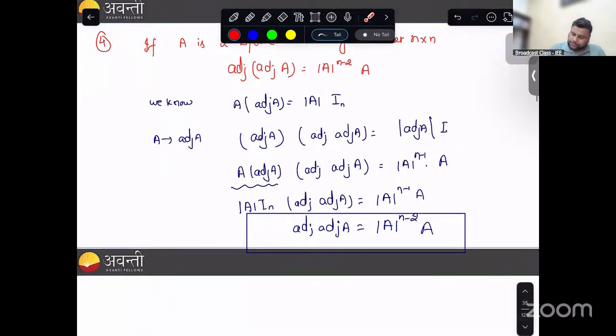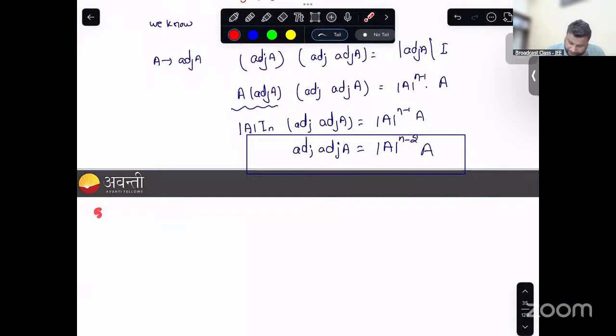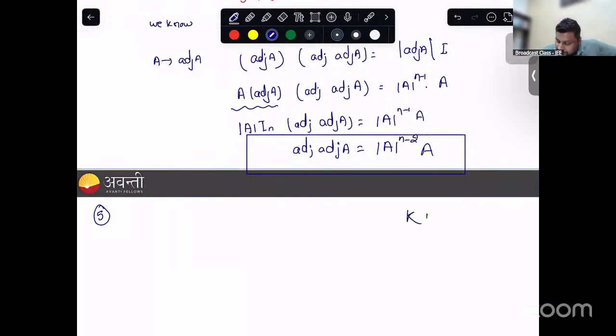Now, property 5. If you remember in the last class, we talked about what happens if I multiply a matrix by a scalar k and take its determinant. K gets multiplied into every element of the matrix, but while finding the determinant, it will come out from every row. So if it is an nth order matrix, it will be k to the power n determinant of A, because k will come out from every row.